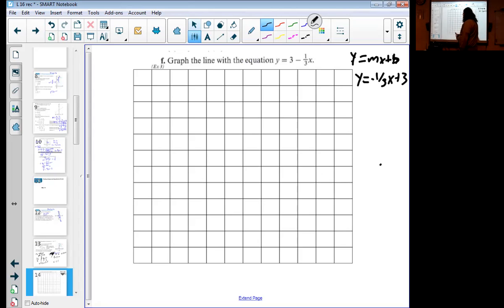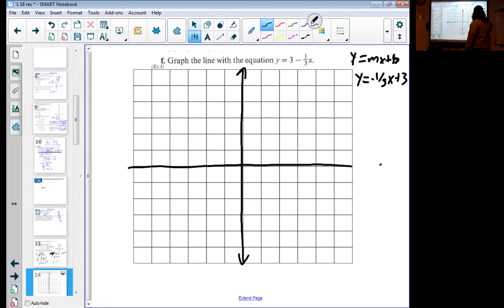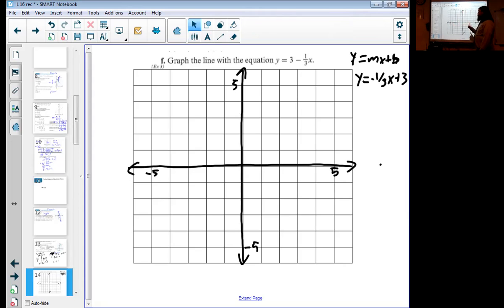So our y-intercept is 3. We draw our coordinate axes, counting out 1, 2, 3, 4, 5, 6 in each direction, positive and negative. We want to make sure we are labeling them.